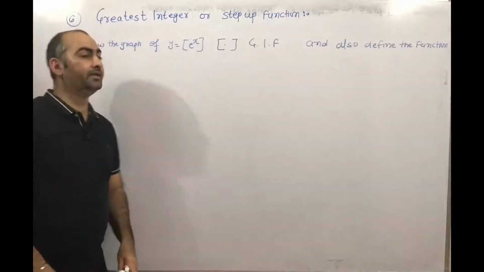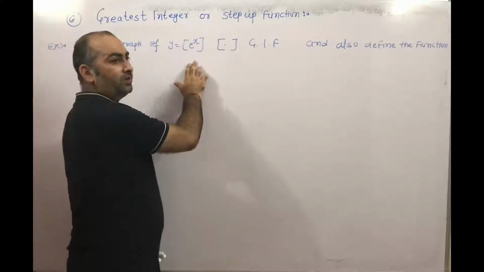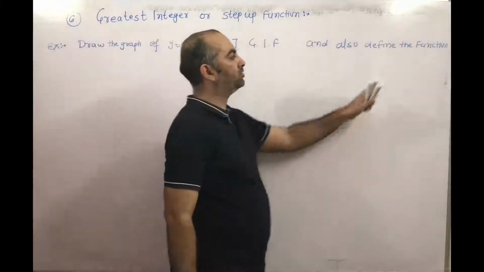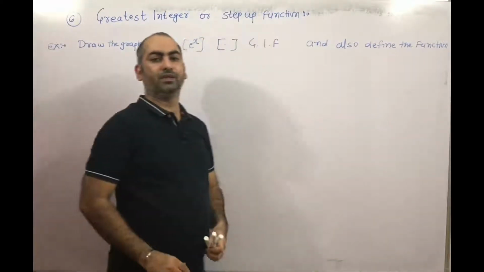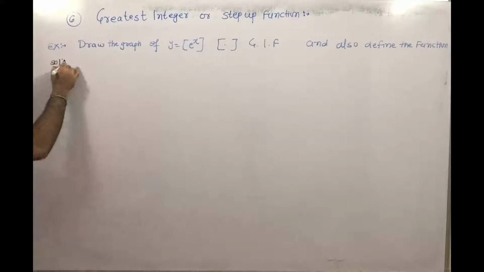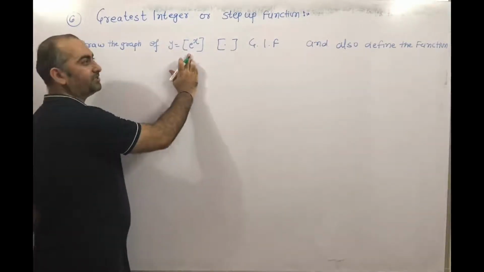Next we are discussing: draw the graph of y equal to greatest integer of e power x, where this box denotes the greatest integer function, and also define the function. This we have to do. Now, solution. So first thing we have to do, we have to draw the graph of y equal to greatest integer of e power x.